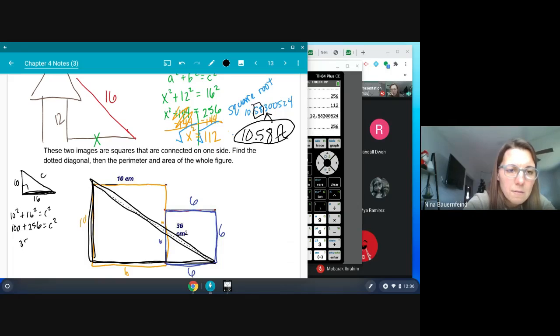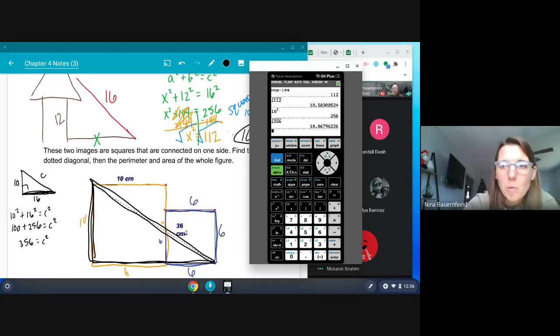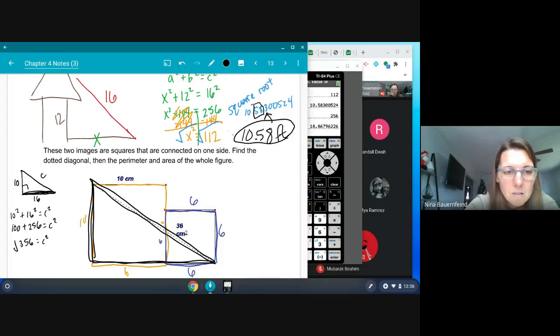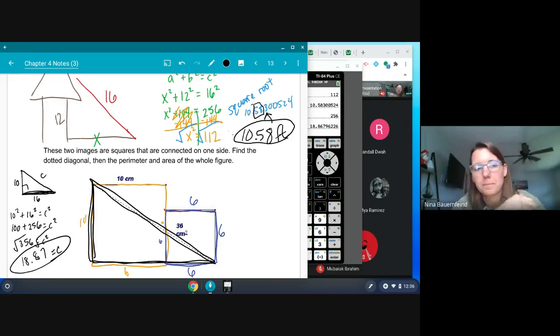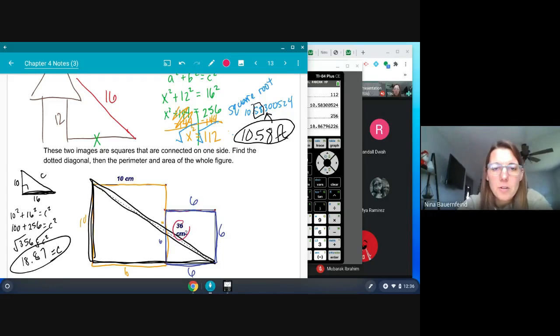So this is 356. And then what do we do last? Square root. You got it. Square root of 356 is 18.87, I'll say. So square root. Okay, so we're done with that one. That's the hard part. To find the area, part of it's already figured out. This we already know is 36.